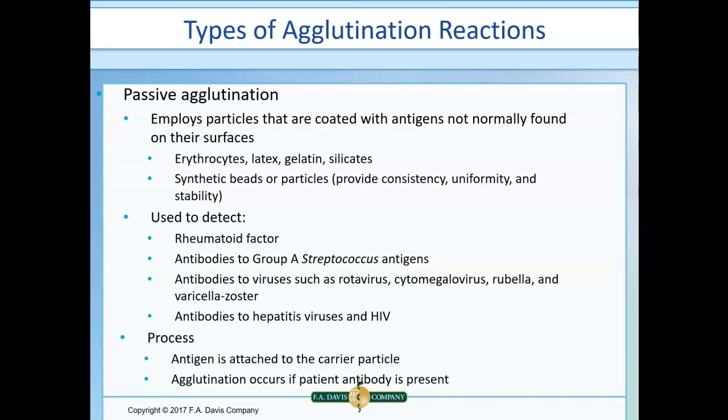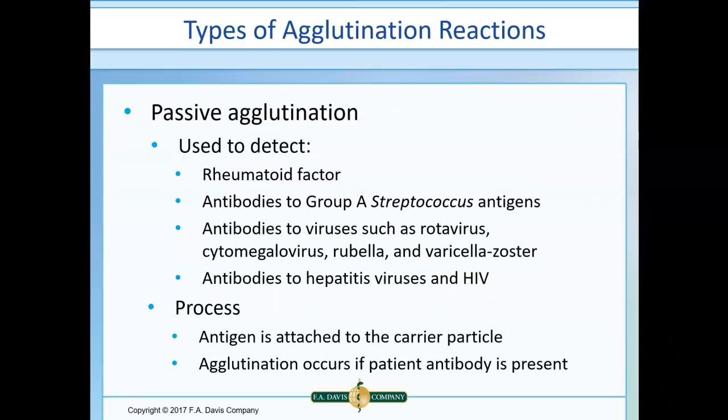Some of the tests we use this for: rheumatoid factor, group A strep, antibodies to rotavirus, CMV, rubella, varicella, hepatitis, HIV. All those tests, we use this type of reaction. So the antigen is attached to a carrier particle, usually something like latex, and agglutination occurs if the patient antibody is present. So again, this is a repeat of what you just saw, to detect rheumatoid factor and some other types of usually viruses or bacteria.